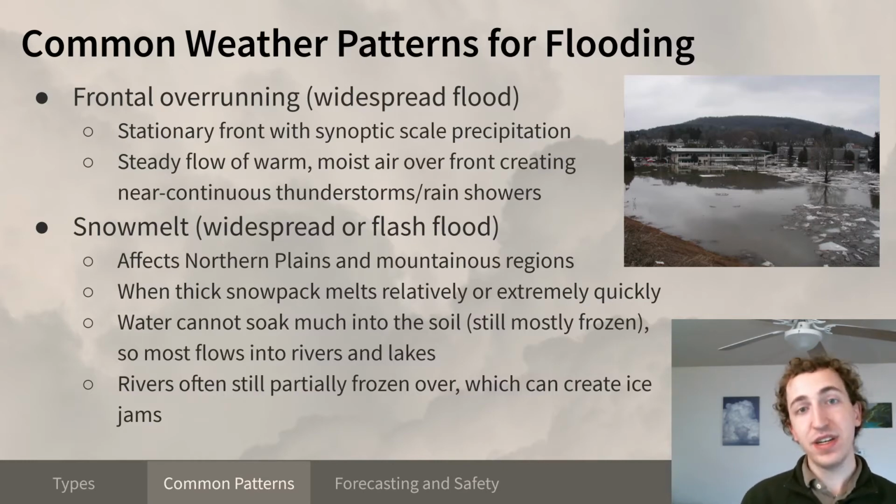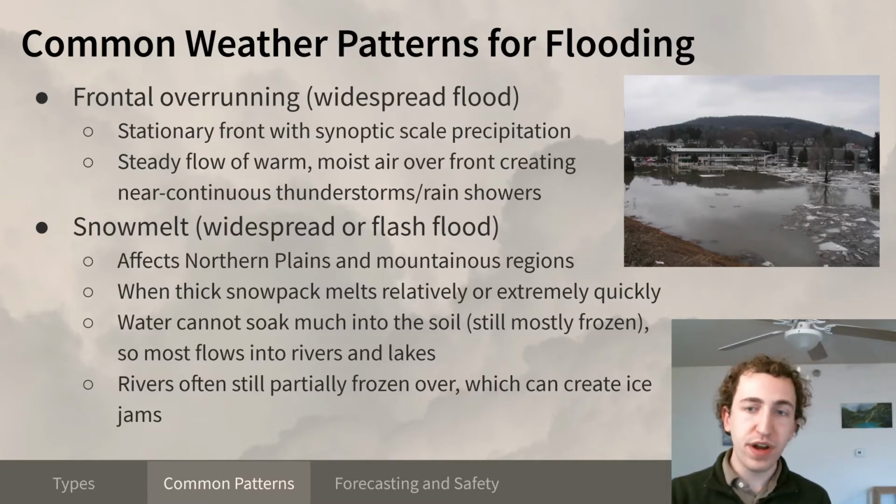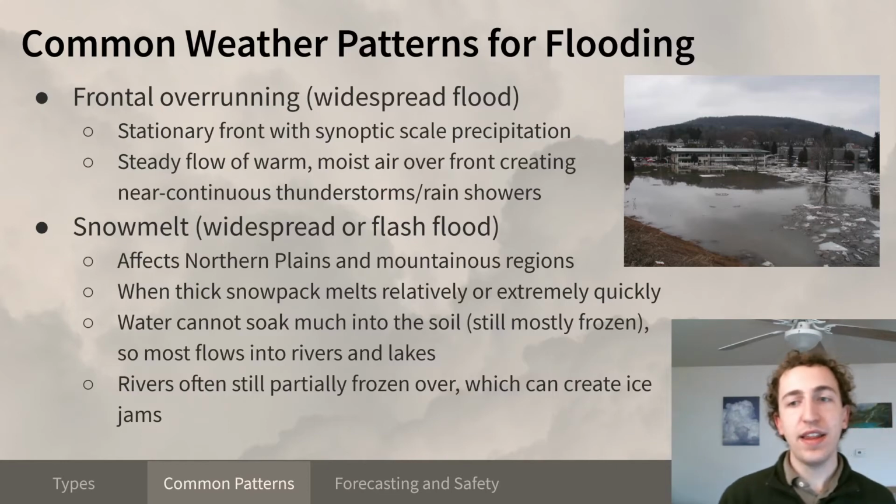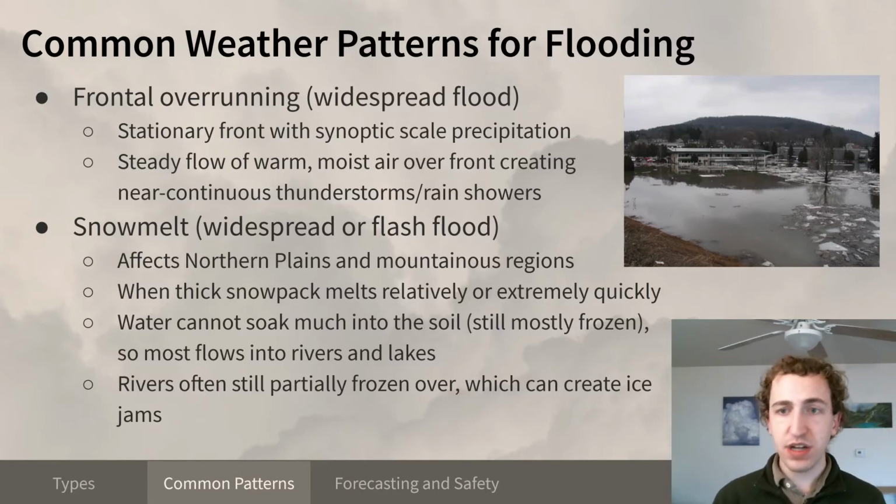Another common weather pattern is snowmelt. Depending on the rates at which this happens, it can contribute to either widespread flooding or flash flooding. This tends to affect, in the US especially, the northern plains and mountainous regions. It's when thick snowpack melts relatively or extremely quickly. If it melts relatively quickly over a broad area, that tends to lead to widespread flooding hazards, especially if combined with other precipitation in the area. If it's extremely quick melting of snow, that's where you can get smaller localized areas on a shorter time scale, which is flash flooding.